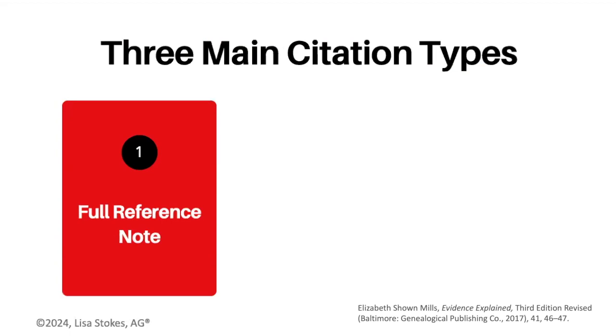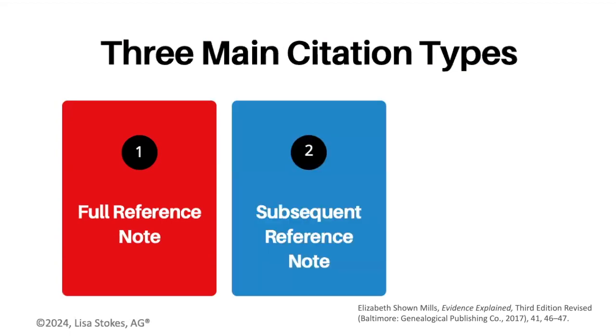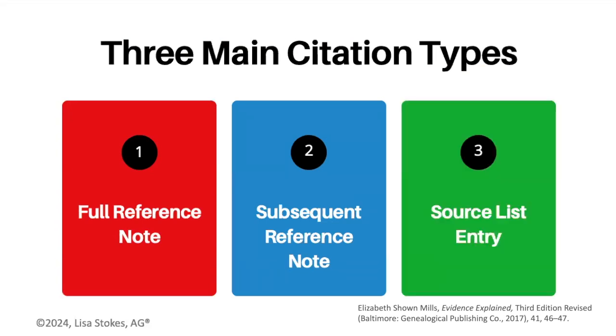The first main citation type is a full reference note. The second type is a subsequent reference note. And the third type is a source list entry.